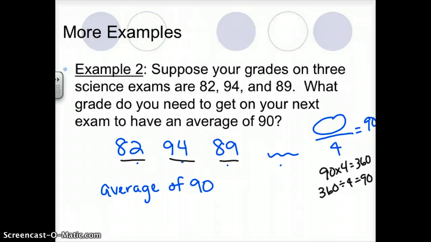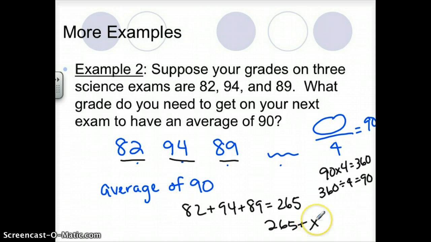So I'm going to see what 82, 94, and 89 add up to already. And 82 plus 94 plus 89 equals 265. So I want to say 265 plus what? I'll call that x. Is going to equal 360. So there I can just do 360 minus 265. And it looks like my answer is that I need a 95 on this next test to bring up my average to 90.